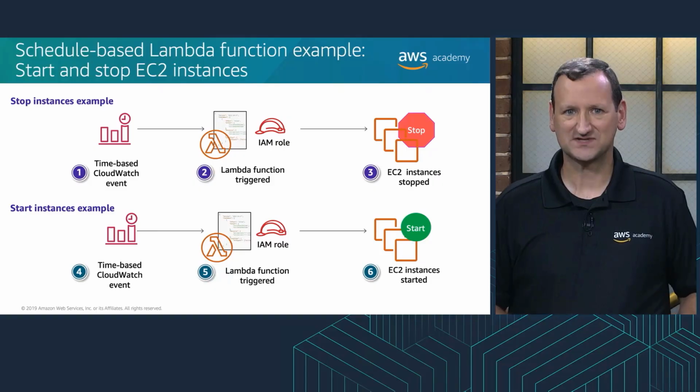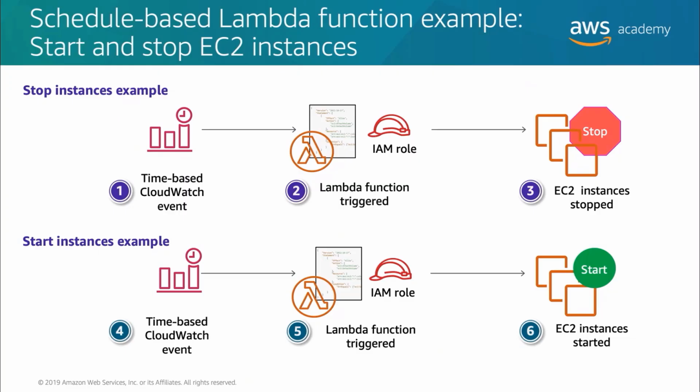Consider an example use case for a schedule-based Lambda function. Say that you're in a situation where you want to reduce your Amazon EC2 usage. You decide that you want to stop instances at a predefined time, for example, at night when no one is accessing them. And then you want to start the instances back up in the morning before the workday starts. In this situation, you could configure an AWS Lambda and Amazon CloudWatch Events to help you accomplish these actions automatically.